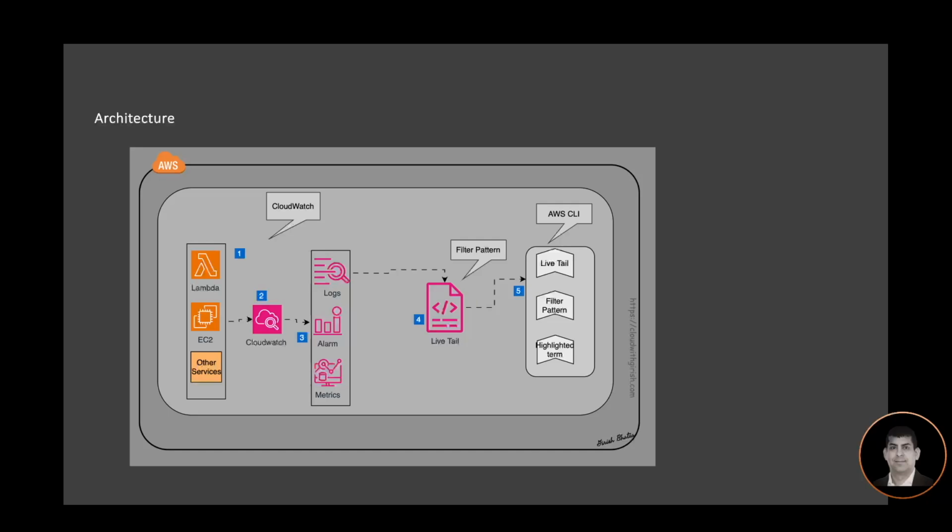From the selected CloudWatch log group, we want to have a live tail based on a filter pattern that we will provide. I'm using the AWS CLI in this scenario. The AWS CLI command to create the live tail has a parameter for filter pattern, and also has an interactive mode which allows us to highlight a term that we want to provide.